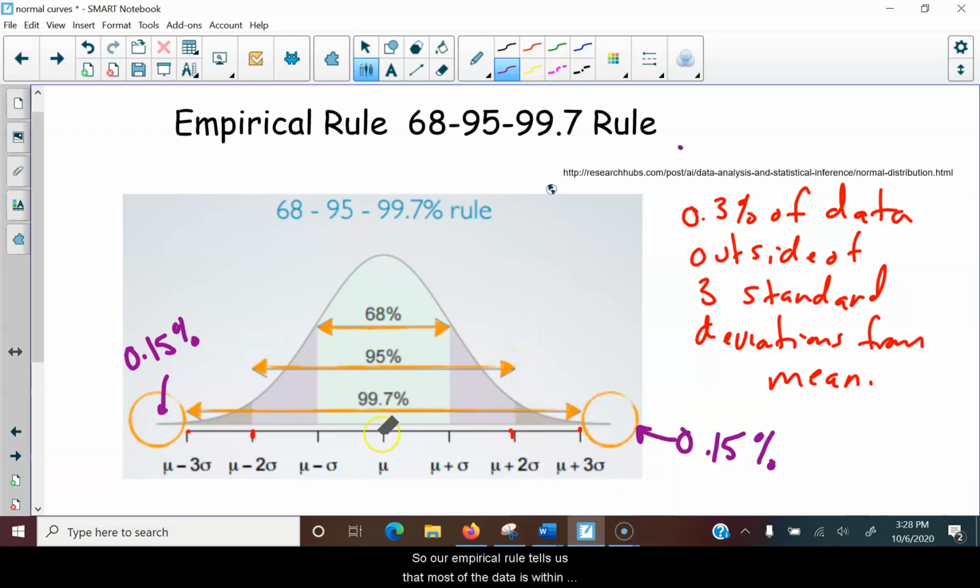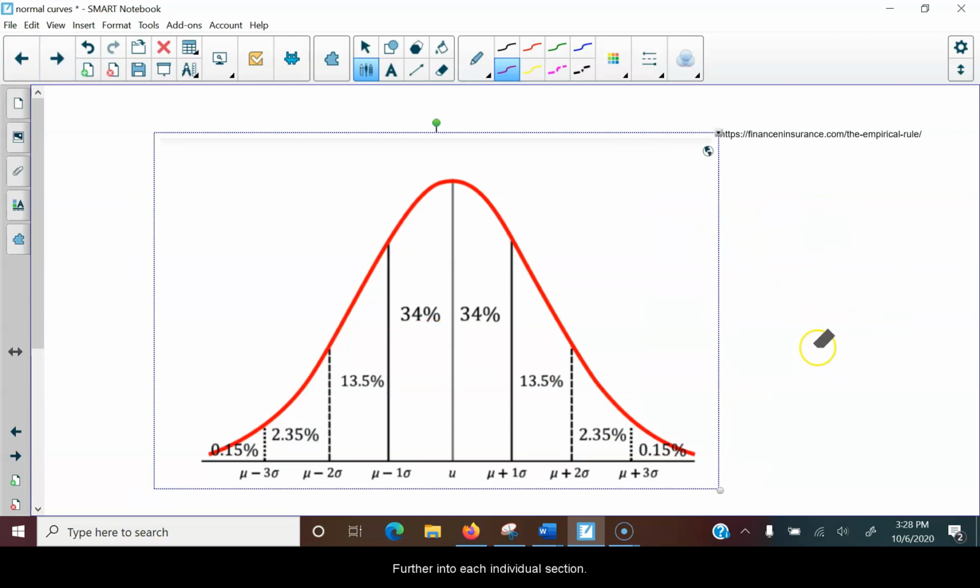So our empirical rule tells us that most of the data is within one standard deviation of the mean, that's 68%, 95% within 2 standard deviations of the mean, and 99.7% within 3 standard deviations. It's only a very small portion of the data that is outside of 3 standard deviations of the mean. Now this 68% comprises all the data from one standard deviation below to one standard deviation above the mean. We can break this down even further into each individual section.